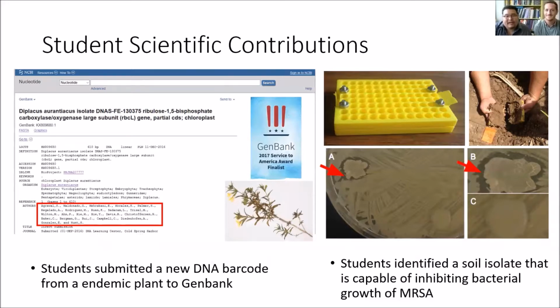One of the plants that we barcode wasn't in our file in GenBank, so we were able to contribute that DNA barcode to GenBank. And as you can see in that small red rectangle right there, those are the names of all the students that participated. So now forever and ever, every time you look for Diplacus or Canticus, you can see the names of the students there, and that really meant quite a bit for them.